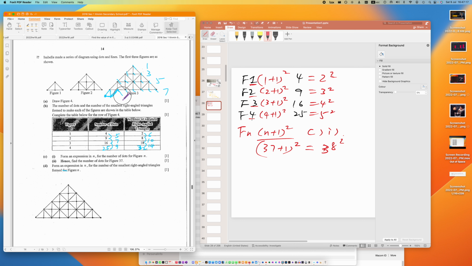Is it like this? Wait, let me see the structure. Oh, okay, I know what to do already. Hold on. One, three, five. Basically this is the one. This is figure 4, right? 1, 3, 5, 7, 9. So this is figure 4. So the number of right angles, so 1, 2.